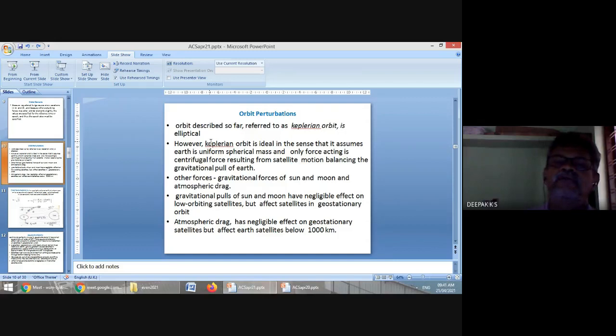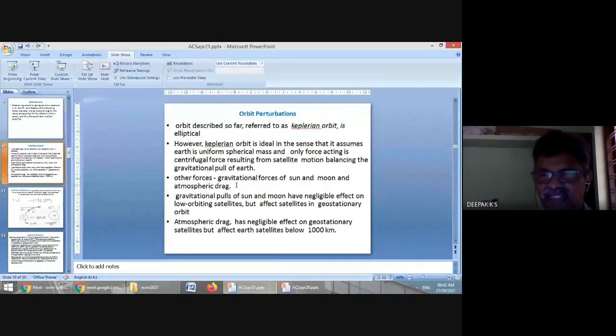However, Keplerian orbit is ideal in the sense that it assumes Earth is a uniform spherical mass, and the only force acting is centrifugal force resulting from satellite motion, balancing the gravitational pull of Earth. This is the starting point for derivation of our period based on Kepler's third law. This centrifugal force is balanced by this gravitational pull of Earth. So this is an ideal situation.